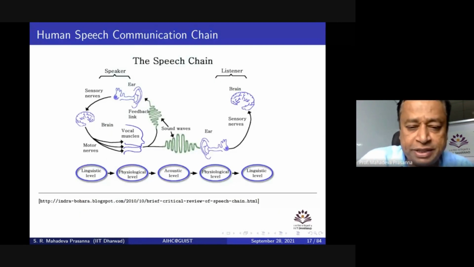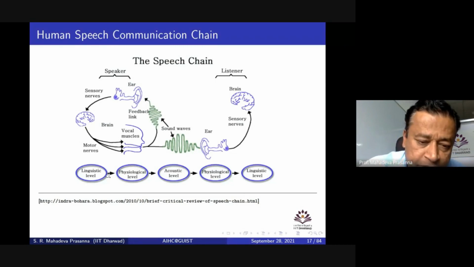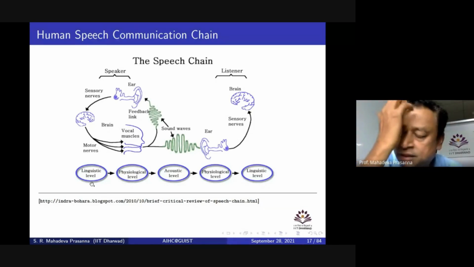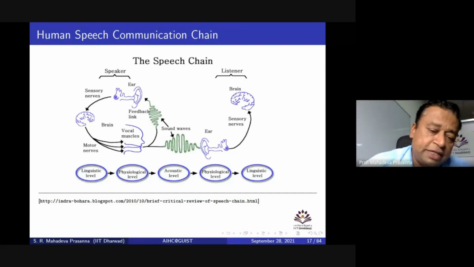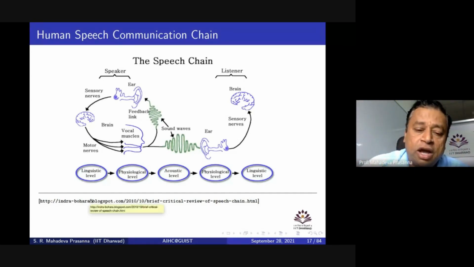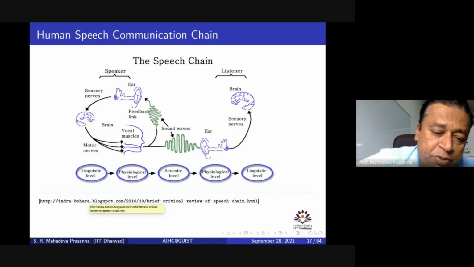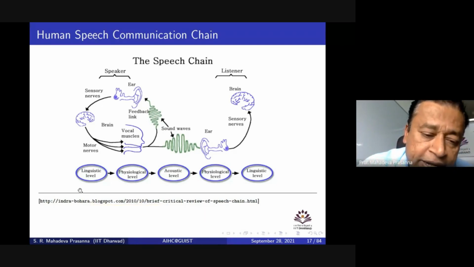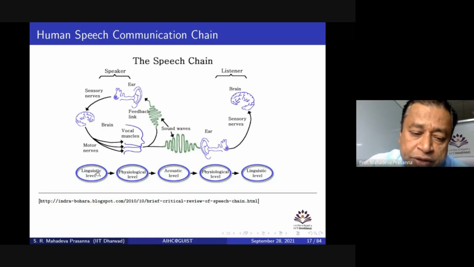Coming to the speech chain of producing and comprehending speech. At the linguistic level, we think about what message is to be generated. This linguistic level is internal to the cognitive system. Naturally, when there is no speech production, this linguistic level is a cognitive process. Accordingly, any issue with respect to the cognitive process will affect the linguistic level.